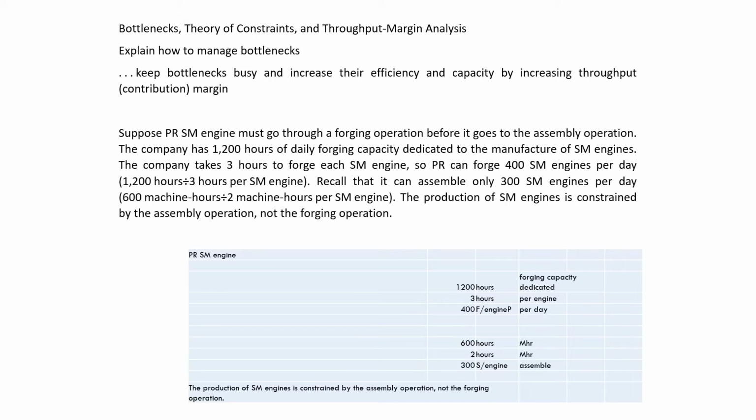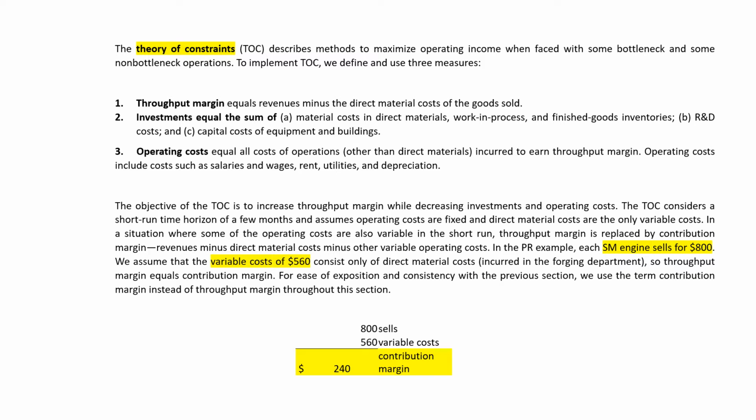And take a look at what I have down here. So the theory of constraints, TOC, describes a method to maximize operating income when faced with some bottlenecks and some non-bottleneck operations. To implement TOC, we define and use 3 measurements.